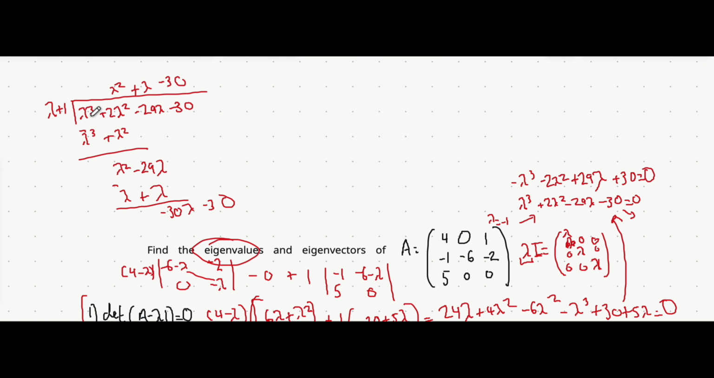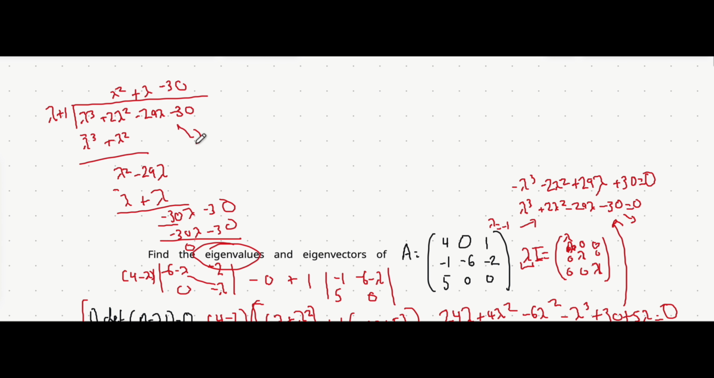And what you'll see is that when you multiply by minus 30, everything here will end up equaling 0. Because minus 30 times lambda is minus 30 lambda. And minus 30 times 1 is minus 30. And that all cancels out to 0. That means that you can write this cubic in the form of lambda plus 1 all multiplied by this quadratic here.